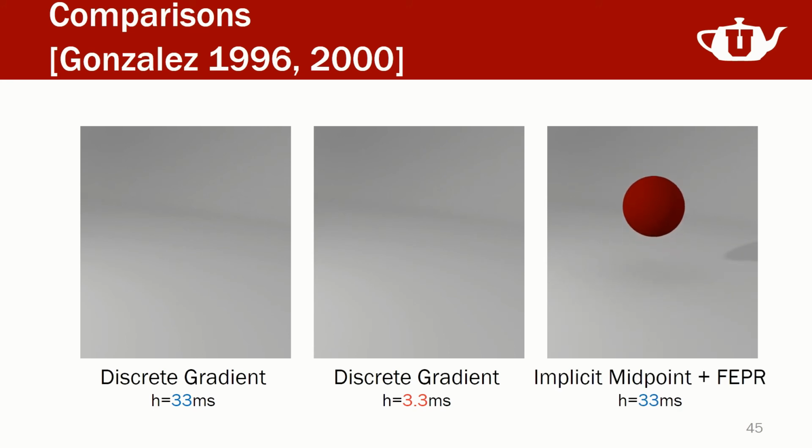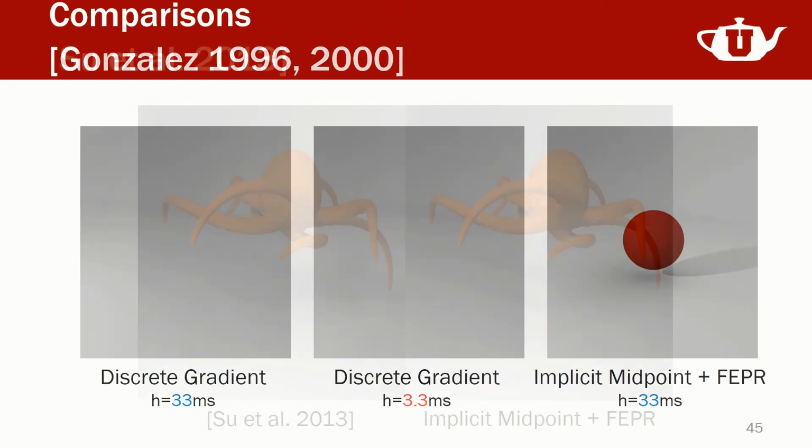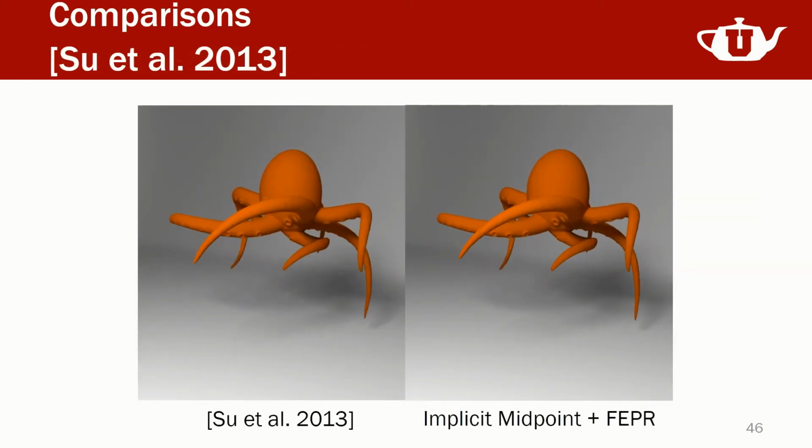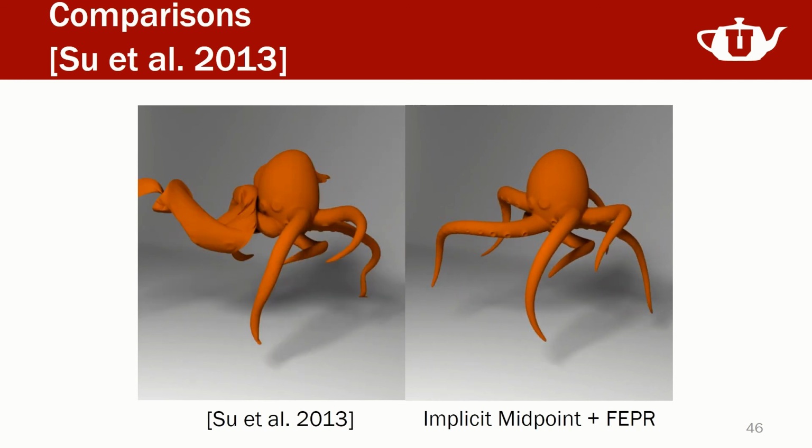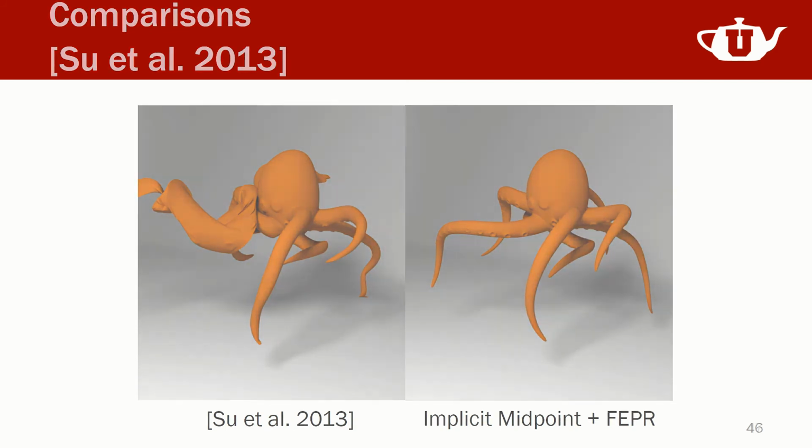Our method, FEPR, can produce a stable motion using even a large time step, here at 33 milliseconds. We also compare our method against Su and colleagues' work, showing FEPR is more stable than energy budgeting.